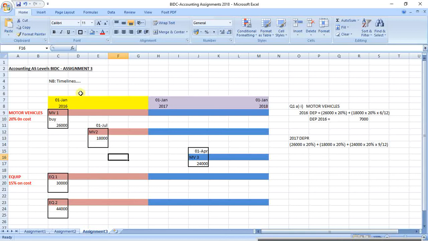You just put the date there. Yeah, this was the April. 1 April, the other one was 1 July. Okay, and then you just need 2 equipment amounts, that's it. Both of them are at the beginning. 1 Jan, EQ1, EQ2.